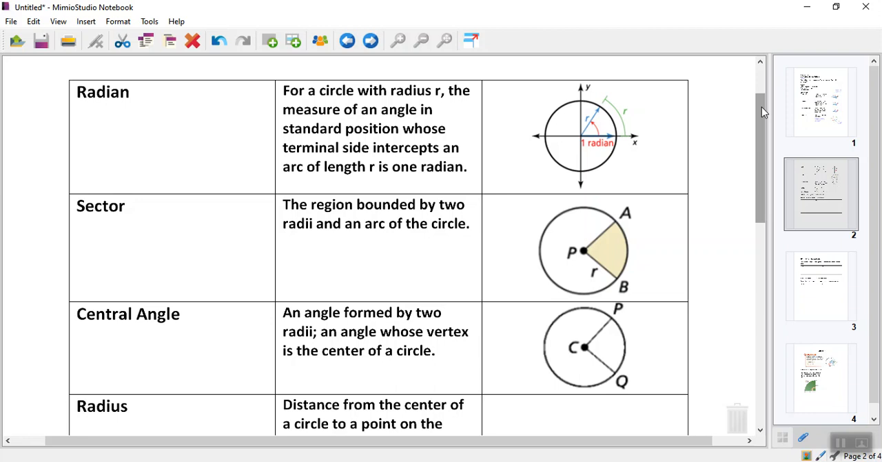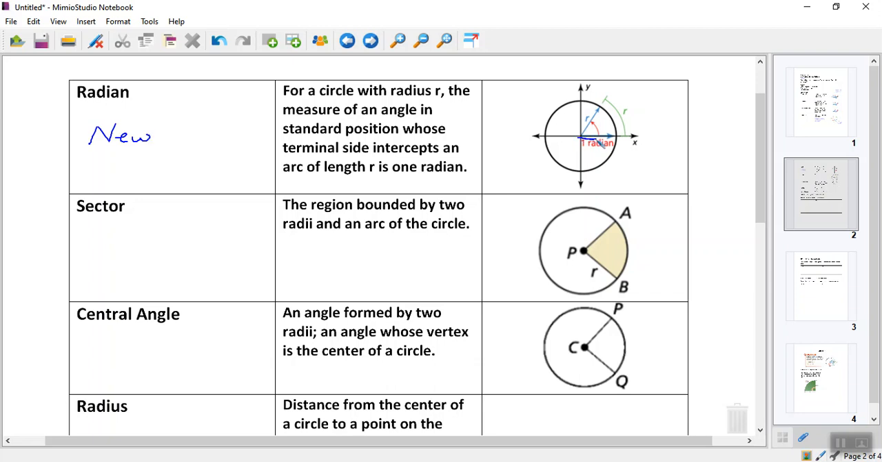So a radian, this is going to be fairly new for you. I think you've probably heard of it before. Okay, so it says for a circle with radius how much, kids? R. It says the measure of an angle in standard position whose terminal side intercepts an arc of the length, what distance? R. Is considered to be one what? Radian.